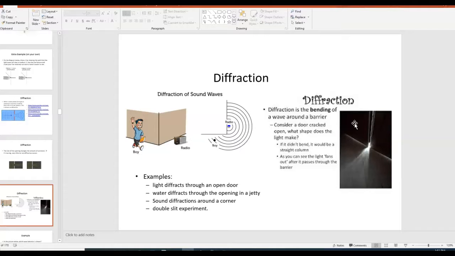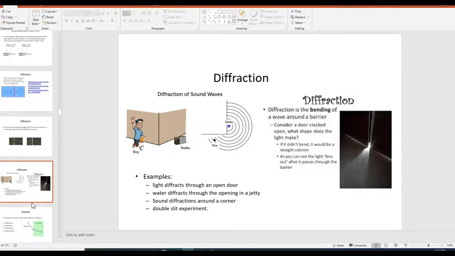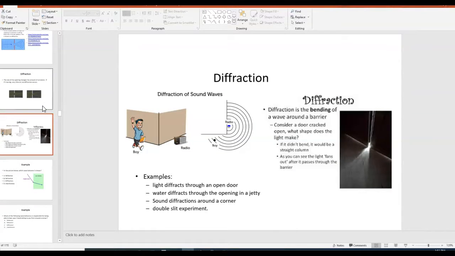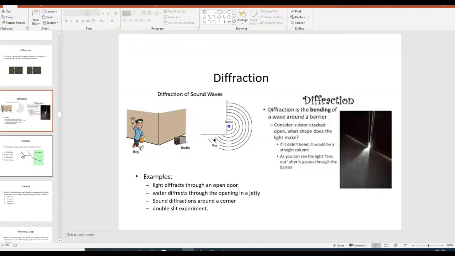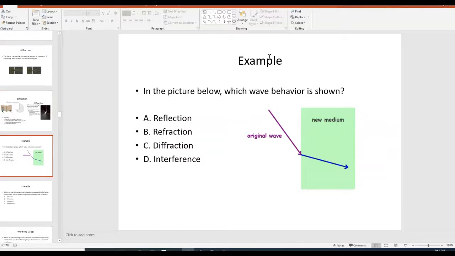If you've ever seen an example like this picture on the right where the door is open just a crack, but you can see the light spreading out as it goes past the opening in the door, that's an example of diffraction. So there's lots of examples of diffraction. Again, don't confuse this with refraction. That's something completely different. And again, this is a type of wave behavior that applies to any type of wave, whether it's water wave, sound wave, light wave, anything like that. Okay, and so we're just going to do a few quick examples, and then we're going to move on to superposition and interference. This example says, in the picture below, which wave behavior is shown?